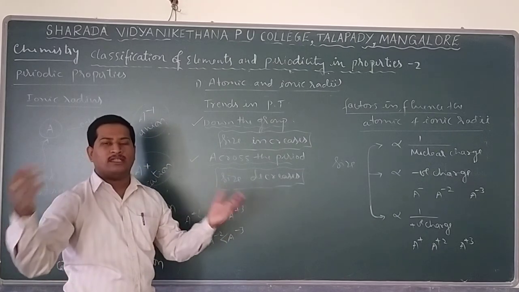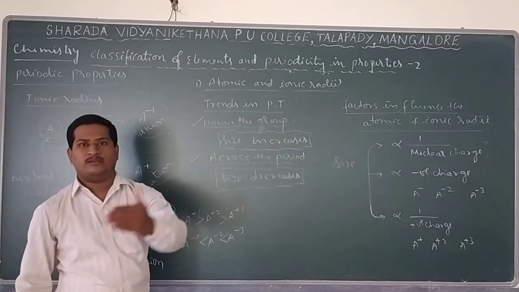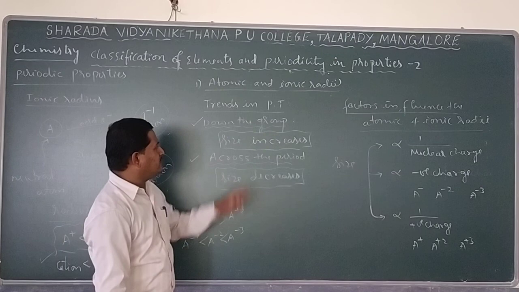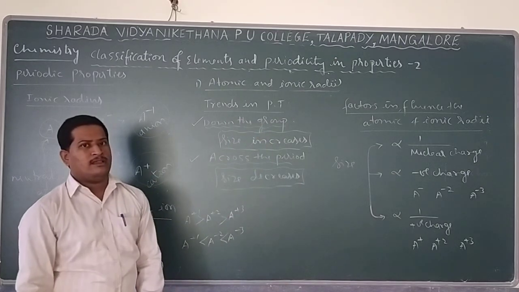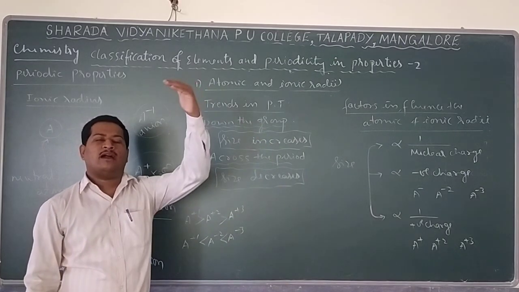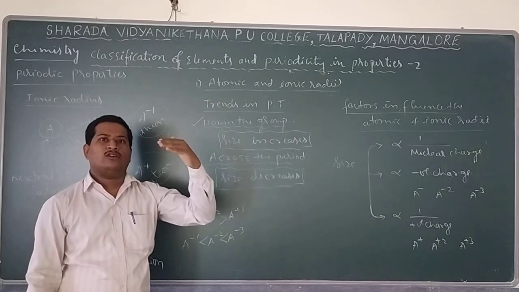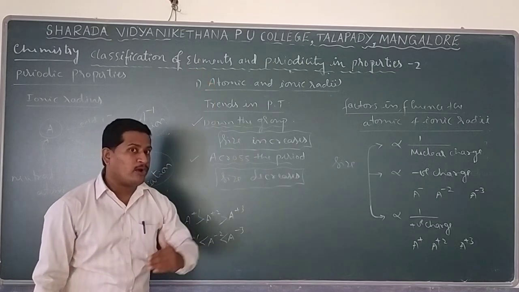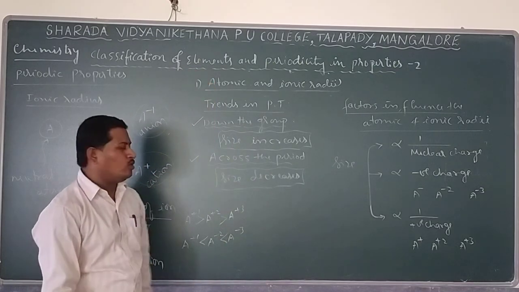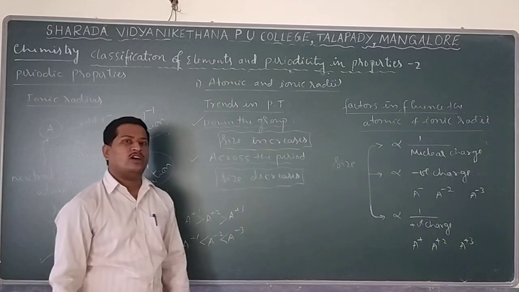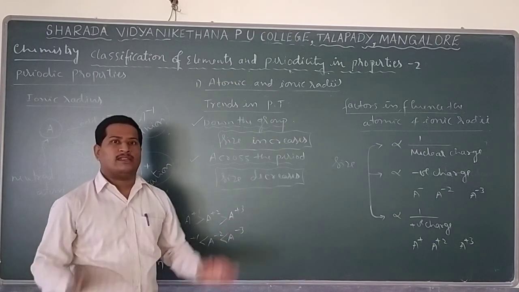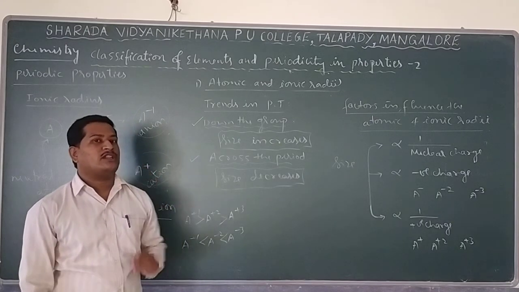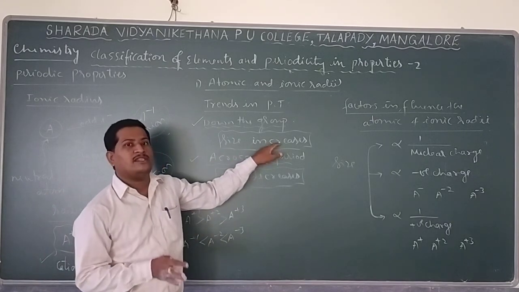What about the increase or decrease of the size across the period, or I can say down the group? It is observed that down the group, size goes on increasing. For example, group 1 elements starting from hydrogen, next lithium, then sodium, potassium, rubidium, cesium. If you move from top to bottom, that is called down the group, and size goes on increasing. Why? Because shell number increases, electrons present in that shell increase, and size goes on increasing, mainly because of the increase of the shell number.